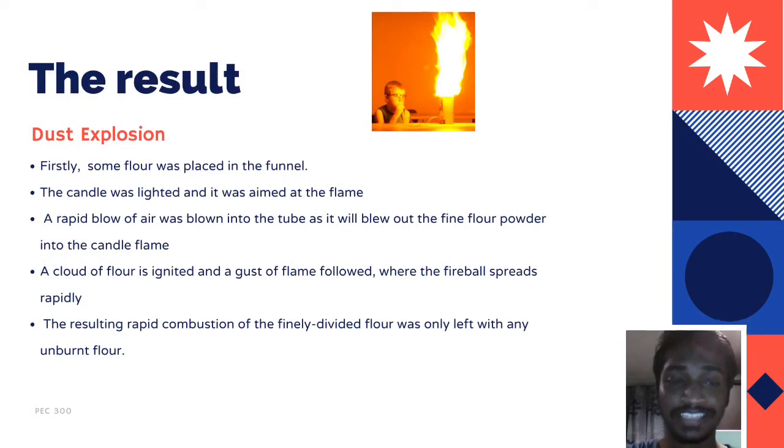As for the result of the dust explosion, firstly, the flour was heated on a pan before being placed into the funnel. A candle was lit and the funnel's tube was aimed at the flame. A rapid blow of air was blown into the tube and it blew the fine flour powder into the candle flame. What happened next was that a cloud of flour ignited and a gust of flame followed, where the fireball spreads. After the rapid combustion of the finely divided flour, it was only left with the smoke residue of unburned flour.